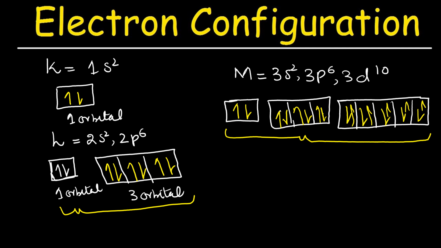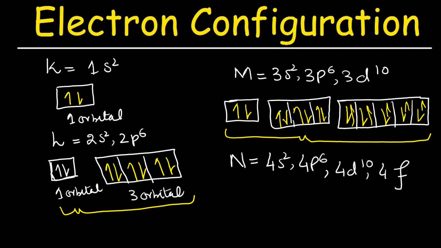In case of the N shell, it has basically 4 subshells. So 4s2, 4p6, 4d10, 4f14 will be the subshells present inside the N shell of an atom.